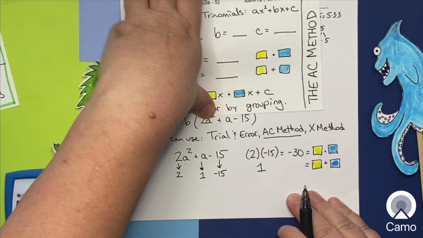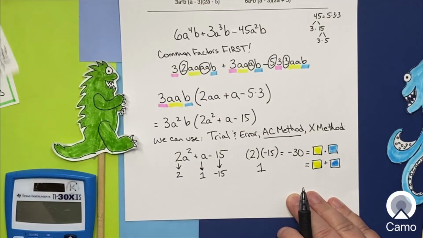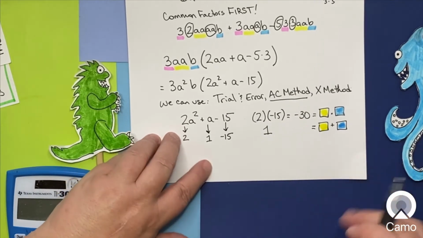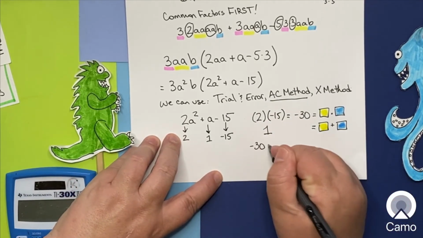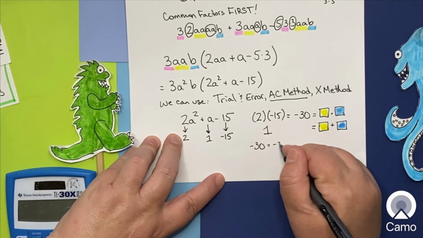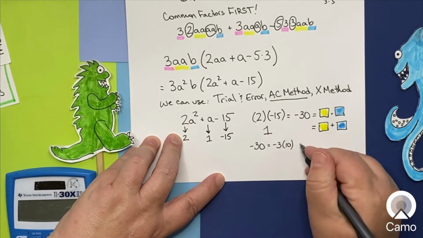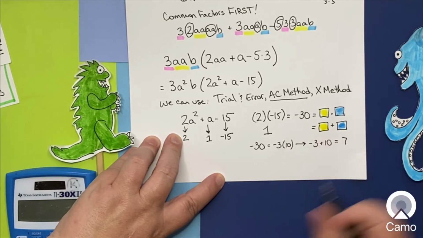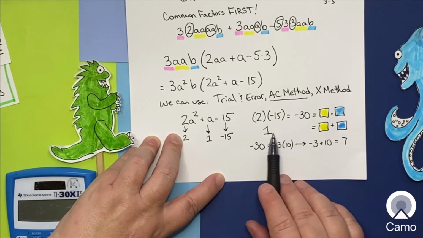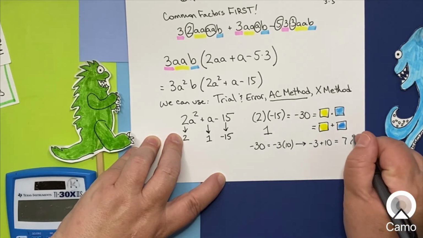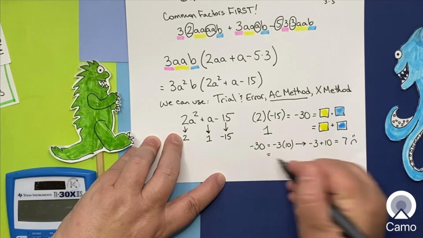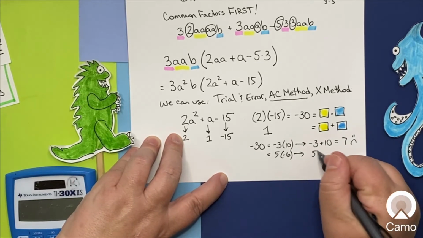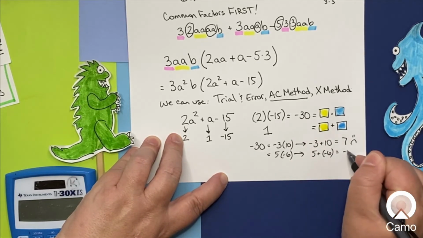Okay, so let me move this out of the way so I've got a little bit more space. I don't think I'm going to finish this on this page. Let's see. So what I need to do is come up with two numbers like -3 times 10. And then I say -3 plus 10 is 7. And I want the sum of the two numbers to be 1. So that's not correct. Let's see. I could try 5 times -6. 5 plus a -6 is -1.